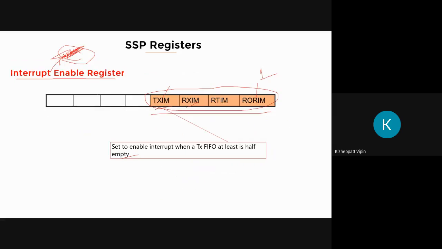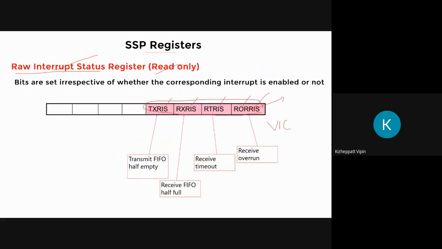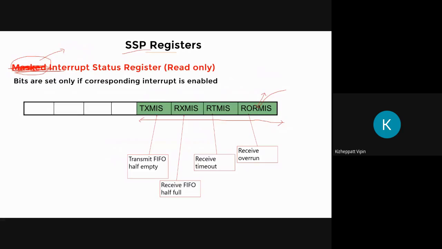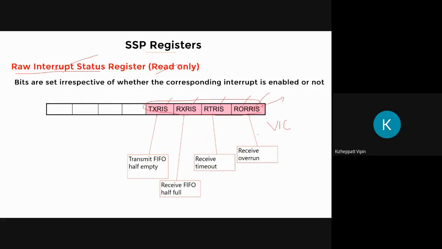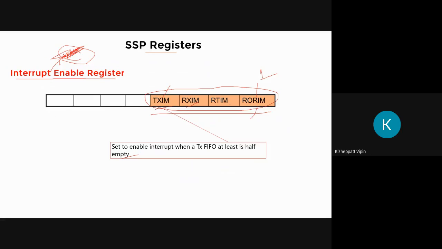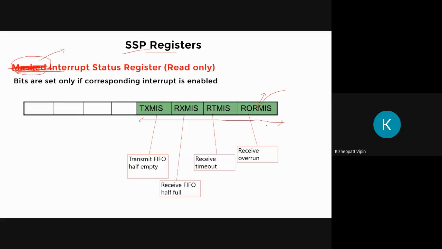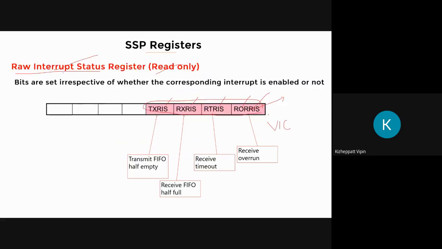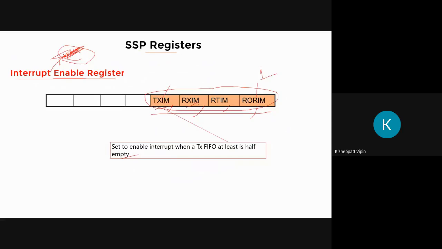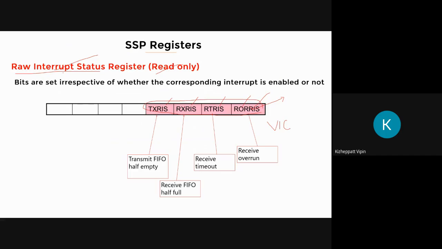You can think of it as interrupt enable register, raw interrupt status register, and interrupt status register. So if you want the bits in the interrupt status register to get set, the corresponding bit should be set to 1 here. If it is not set to 1, it won't become 1 here. But if any of these conditions happen, irrespective of this bit status, the corresponding bits in the raw interrupt status register will become 1. Is this okay? Again, it will be clear when we write some code.